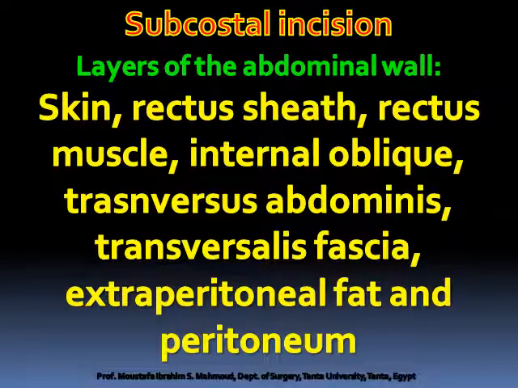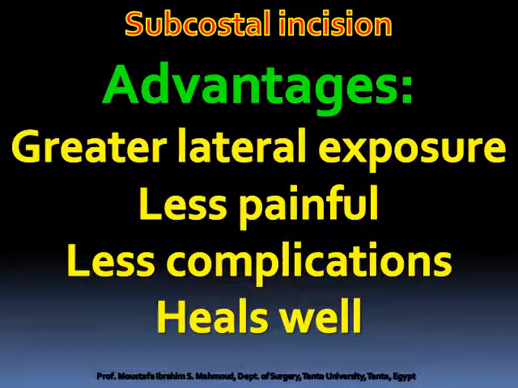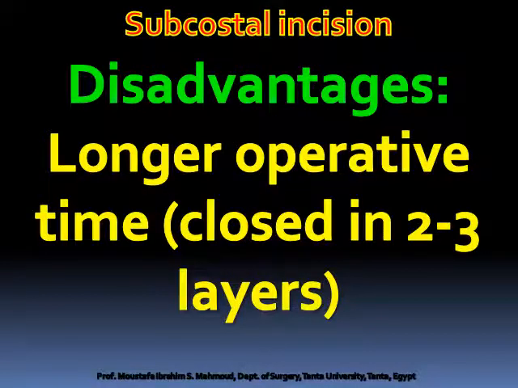Subcostal incision. Layers of the abdominal wall: the skin, the rectus sheath, the rectus muscle, the internal oblique, transversus abdominis, transversalis fascia, extraperitoneal fat, and the peritoneum. The advantage of the subcostal incision is greater lateral exposure, less pain, fewer complications, and it heals well. Its disadvantages are longer operative time, and it is closed in 2 to 3 layers.